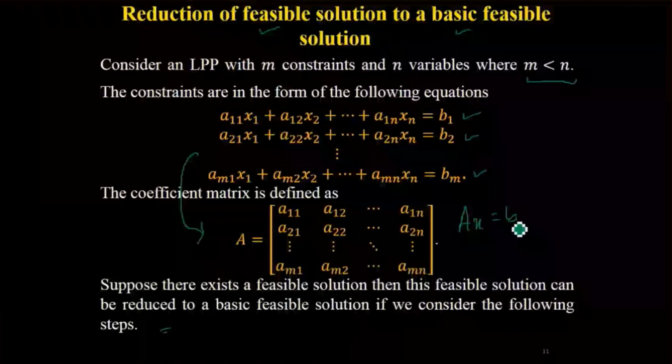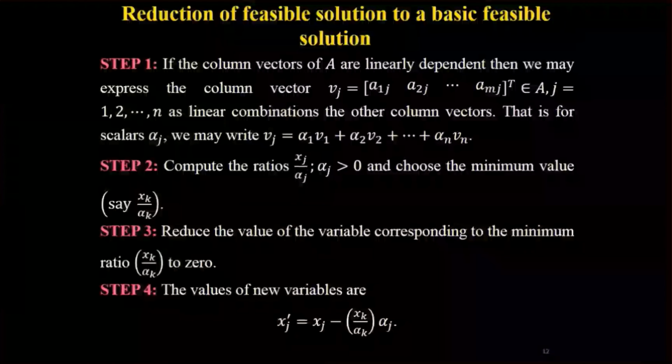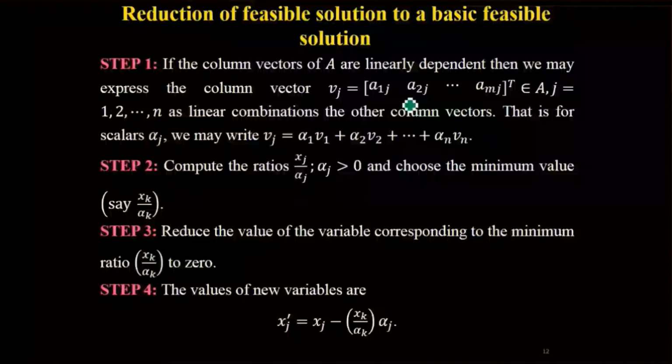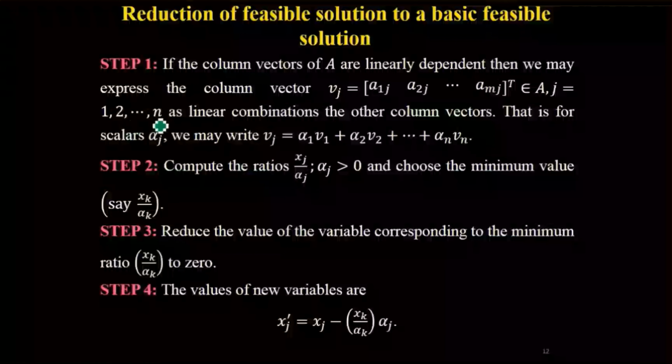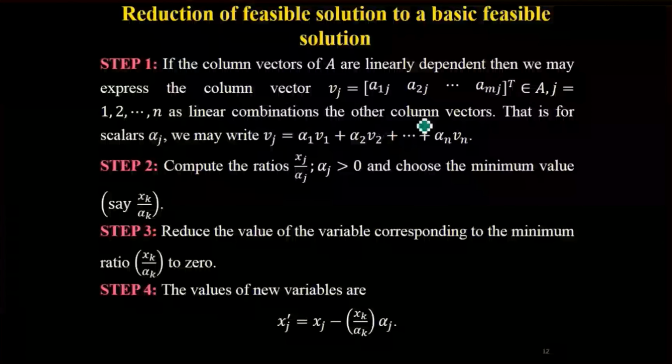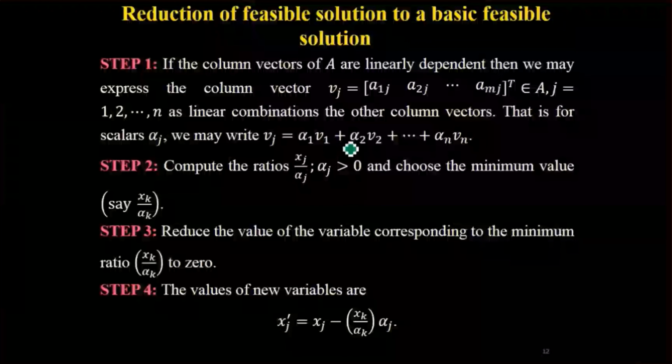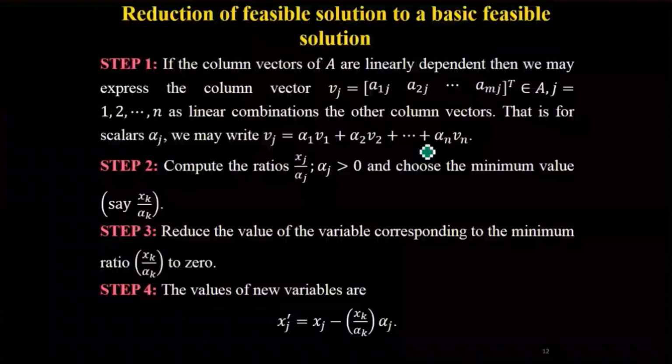In matrix form, what are the steps we will see now? Carefully, first, if the column vectors are linearly dependent, then we may express the column vector Vj, that is (a1j, a2j, ..., amj) transpose belonging to A, for j equal to 1 to n, as a linear combination of the other column vectors. That is, for scalar alpha j, we may write Vj equal to alpha 1 v1 plus alpha 2 v2 plus and so on plus alpha n vn. Now for understanding, let us see an example with the equation a11 x1 plus a12 x2 plus a13 x3 equal to b1.